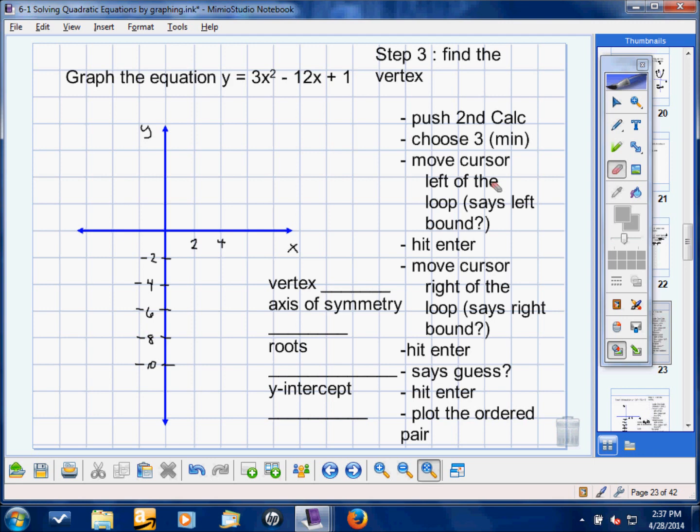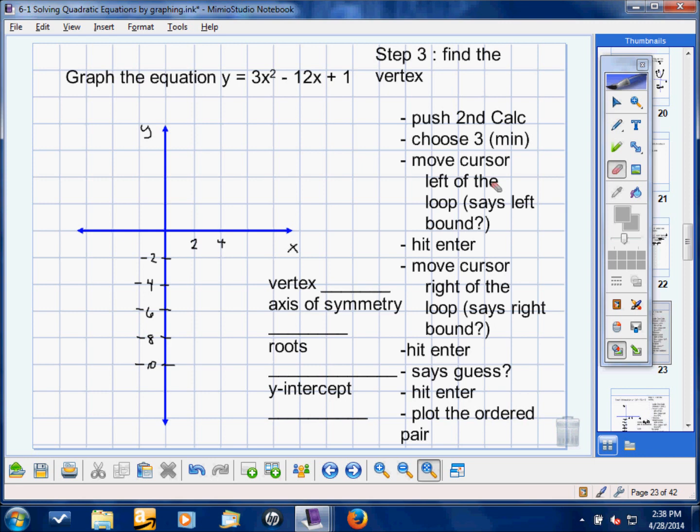Then you see it says left bound on your calculator, and a little question mark. It doesn't really matter where it is, but you need to hit enter. Then it says right bound, so move it to the right hand side of the little loop. And then hit enter again. It doesn't matter where, as long as it's to the right side of the loop. Then it says yes. For whatever reason they wanted to do that, so hit enter again.